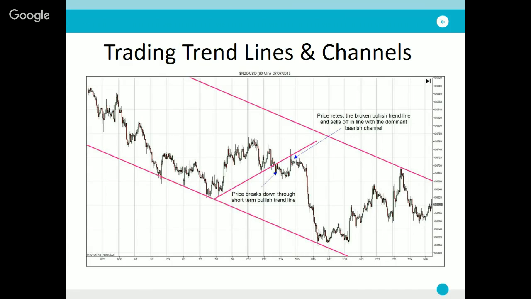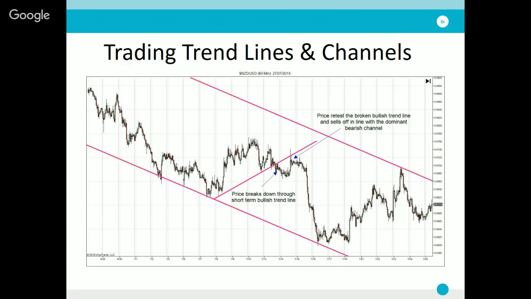So we've identified a counter trend trend line. We've identified a break of that trend line, and a retest and a failure. And as we said, the broken supportive trend line then turns to resistance. So we can sell at this point here, anticipating that we're going to move lower in line with our broader bearish trend.